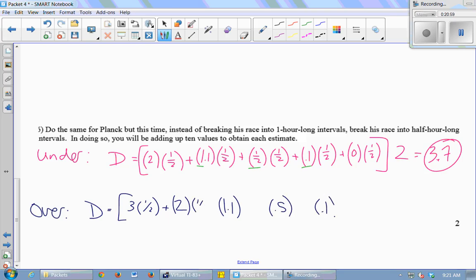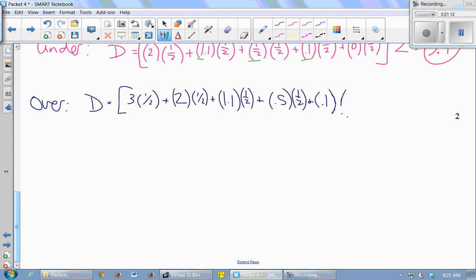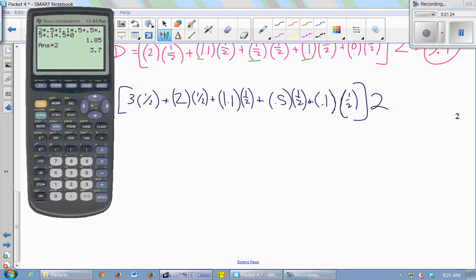Okay, so all right, and that is half the parabola. So I'm just going to double that rather than doing the other 5 rectangles. All right, so I have 3 times a half plus 2 times a half plus 1.1 times a half plus a half times a half plus 0.1 times a half. What did I do?